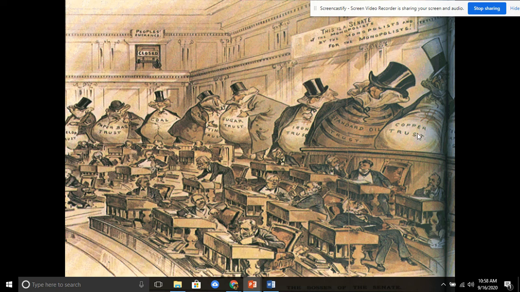If you look really close, you see the copper trust, meaning the copper monopoly. Standard Oil Company was John Rockefeller's. Here's the Iron Trust, the Sugar Trust, coal, so there were different monopolies in all of these. And it's saying this is the Senate of the monopolist, by the monopolist, for the monopolist.